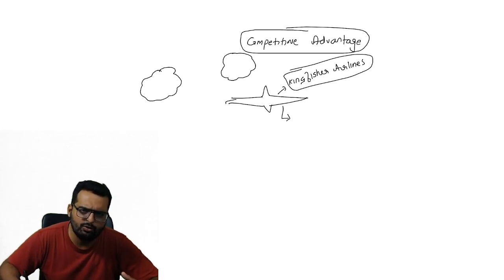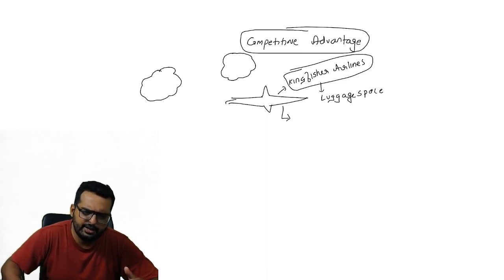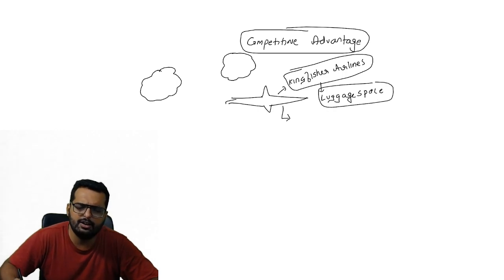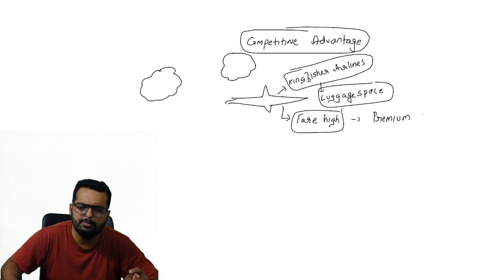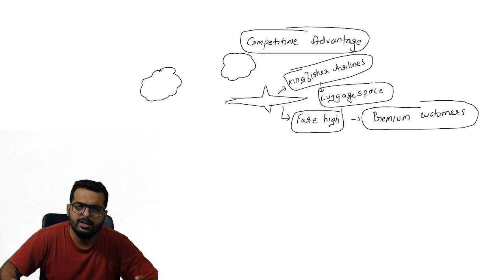He made the pricing also very high. He started giving everyone infinite luggage space. In flight, luggage space is a very, very complicated thing, friends. You just cannot actually take too much luggage. He gave that and only celebrities started traveling and the fare was very, very high. So the target audience was what over here? They were all the premium customers, right? Initially, it was doing well.